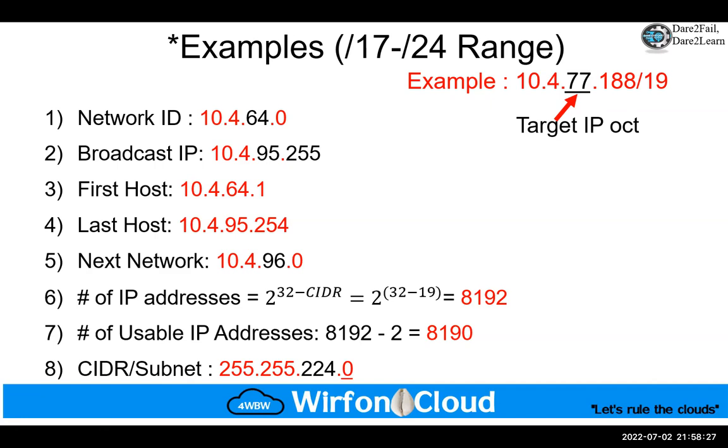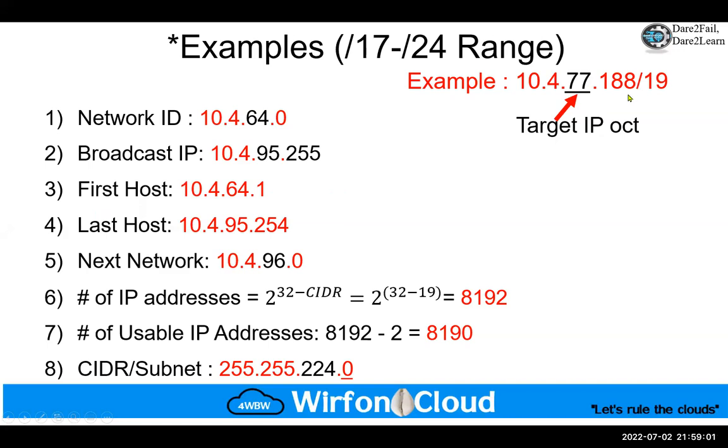For any other octet, you have to do 2 raised to the power of 32 minus your CIDR. So for this case, we'll have a /19. So for your number of IP addresses, you have 2 raised to the power of 32 minus 19, which gives you 8,192. And from there, you can get your number of usable IP addresses. You subtract 2 from that, since you're taking out the network and the broadcast IP. That gives you this. And if you're on the AWS platform, you subtract 5 instead.